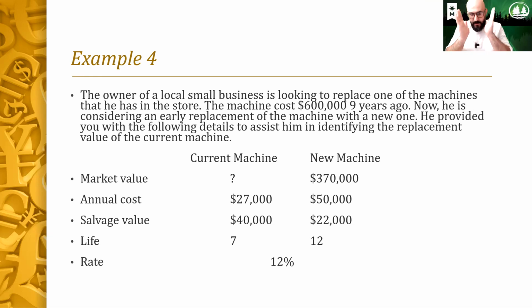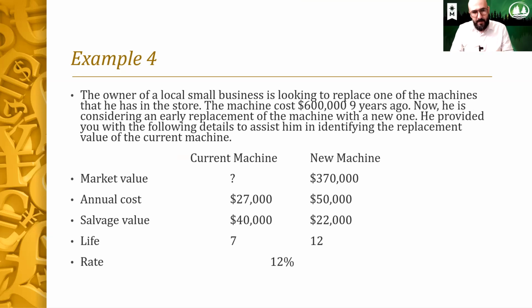So let me explain in simpler words. This owner of this small business was hoping to use the machine for 16 years. However, he used it for 9 years, and then he said, well, I'm going to do an early replacement for a newer machine or a smaller one. This machine is not working for me anymore. We switched to a different business, whatever the reason is. So they decided on an early replacement, and they purchased it for 600,000 a long time ago. So that was 9 years ago.